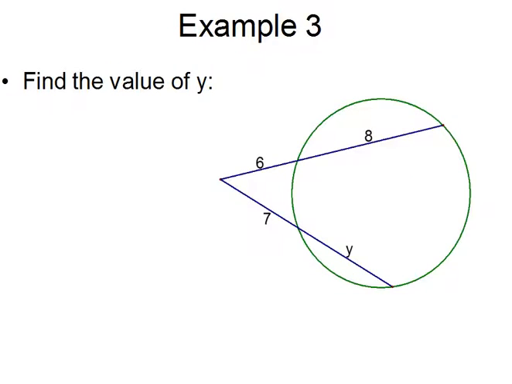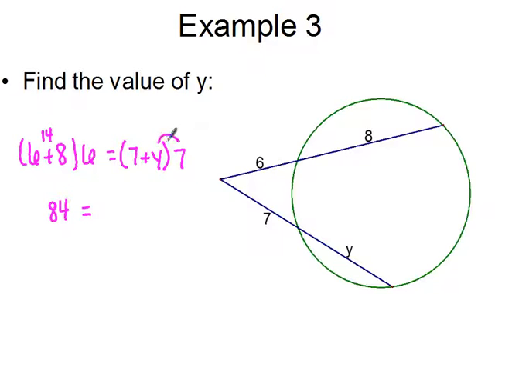So, for this one, this is a case 2 because it's 2 secant lines and they're crossing outside the circle. So, we go the full line, so that would be 6 plus 8 times the piece on the outside, which is 6. And then the other one we do the same thing. So, the whole secant line, 7 plus y, times the piece on the outside. And then we do algebra and we start cleaning it up. So 6 plus 8 is 14. 14 times 6 is 84. So the whole left side simplifies to 84.